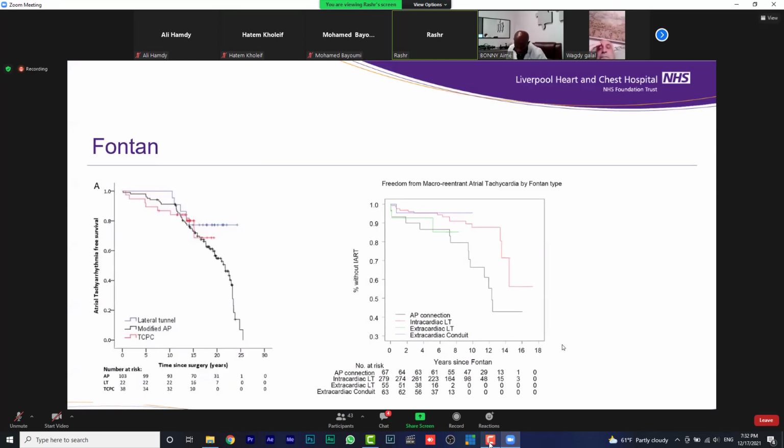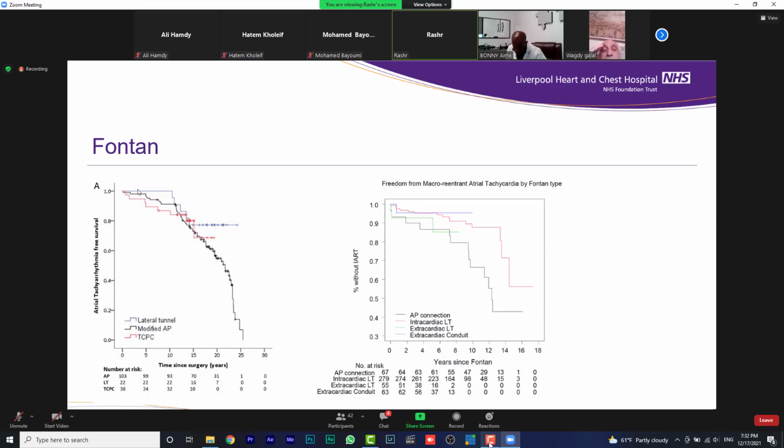So I think it's important that when you're talking about ablation in the Fontan cohort, you have an idea for yourself and the patient as to what to expect. What you can see here from these two graphs is that if you have a modified AP Fontan, atrial arrhythmias are obligatory as they get older. There is no one who hasn't had them. And I think there is almost no one in our service who hasn't required multiple ablations.